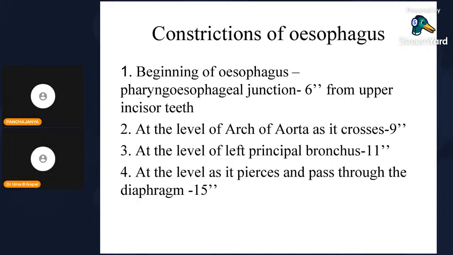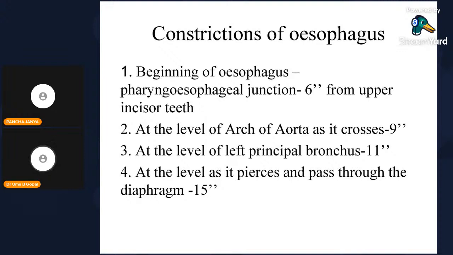Constrictions of the esophagus. At the beginning of the esophagus there will be one constriction, called the pharyngoesophageal junction, at about 6 inches from the upper incisor teeth. Then at the level of the arch of aorta, as the arch of aorta crosses the esophagus from right to left, directed upwards, backwards, and to the left lateral side, the esophagus is compressed at this particular level, which is 9 inches from the incisor teeth.